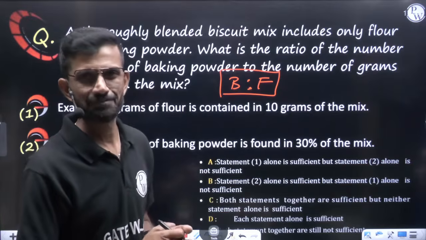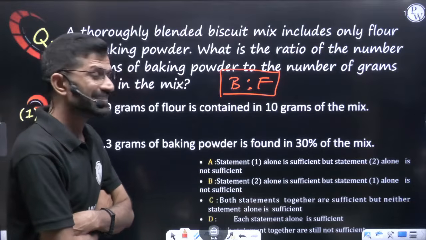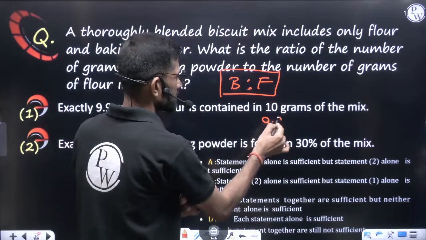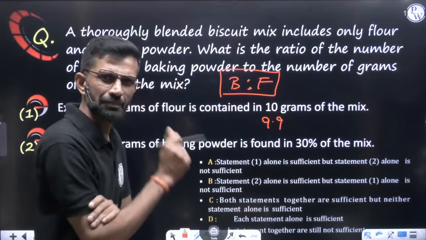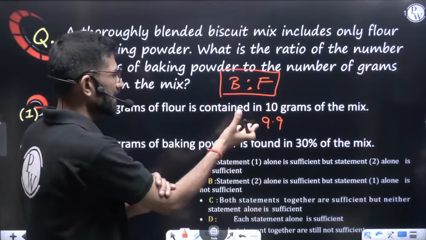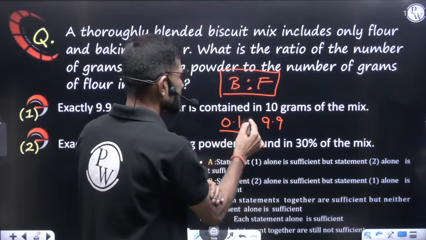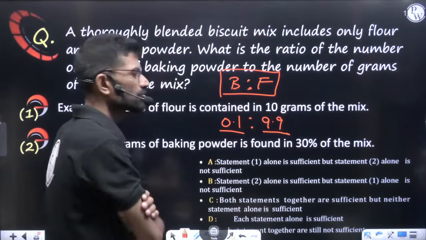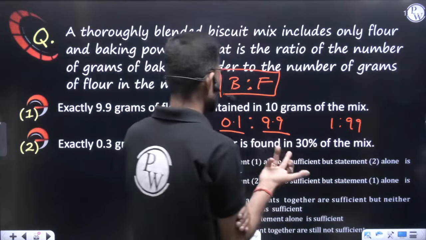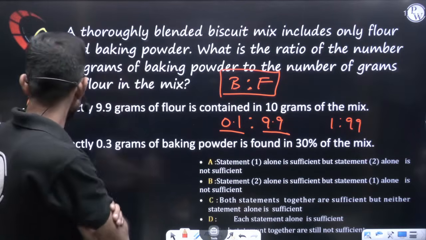We'll understand that. Coming to the first statement. Exactly 9.9 grams of flour is contained in 10 grams of mixture. In 10 grams of mixture, flour is 9.9 grams. So if flour is 9.9 grams, the remaining will be the baking powder, because only two things are there, baking powder and flour, nothing else. So out of 10, if you remove 9.9, 0.1 gram will be the baking powder. So the ratio will be 0.1 is to 9.9, which can be further written as 1 is to 99. In this way, we can find the ratio. Am I right? Yes. So the first alone is sufficient.